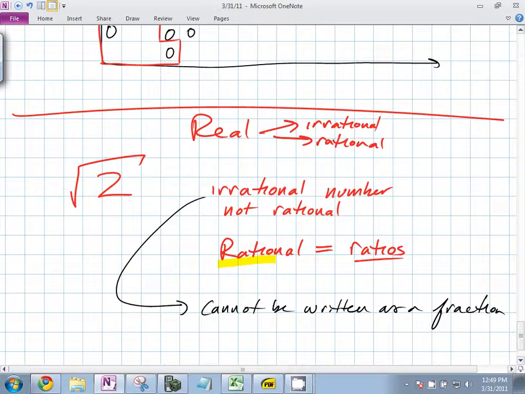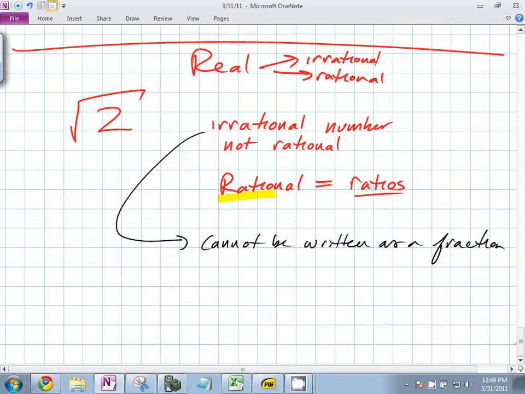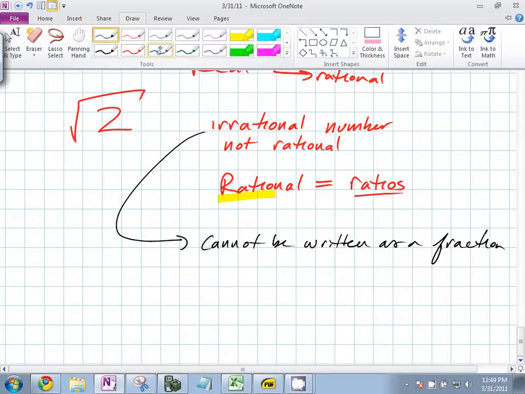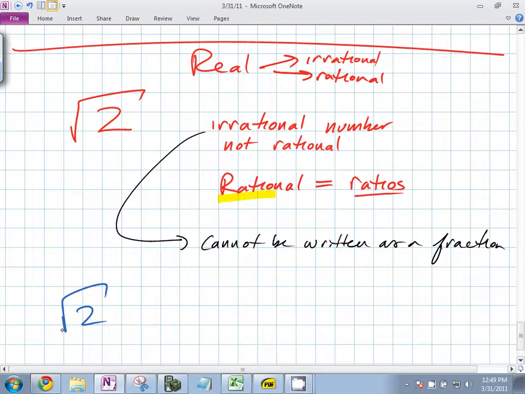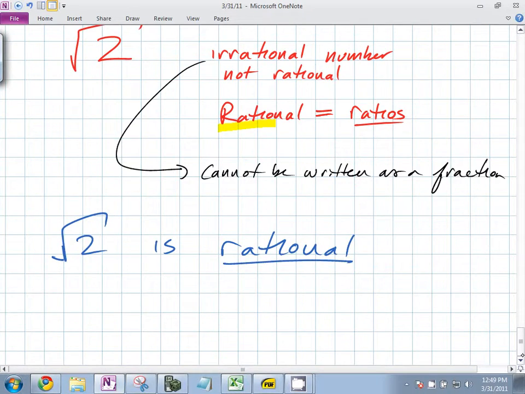Ready to play a little game? It's going to be called Find the Contradiction. So we're going to start with an assumption. Here's the assumption we're going to start with: root 2 is rational. We're going to start with that assumption. It's pretty cool. It's a neat little play of action here.